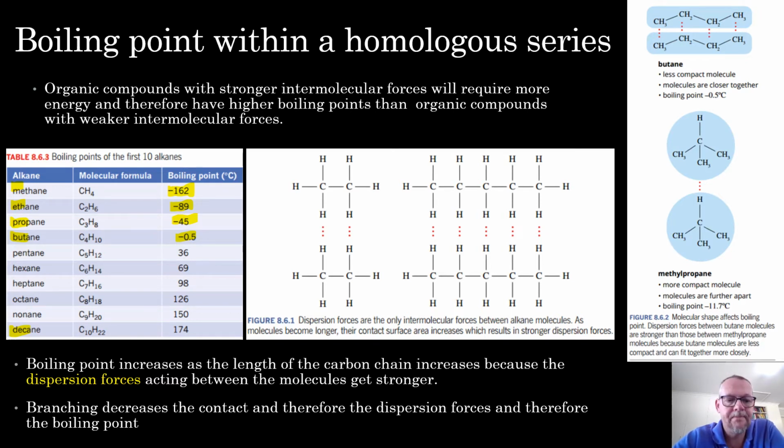Now, I should also note that branching decreases the amount of contact between the two molecules, and therefore if there's increased branching, there's a decrease in boiling point, and this is what we're seeing here. You can see that we've got butane and methylpropane, and they're both C4H10, and because we have this branching, we have a decrease in the boiling point.